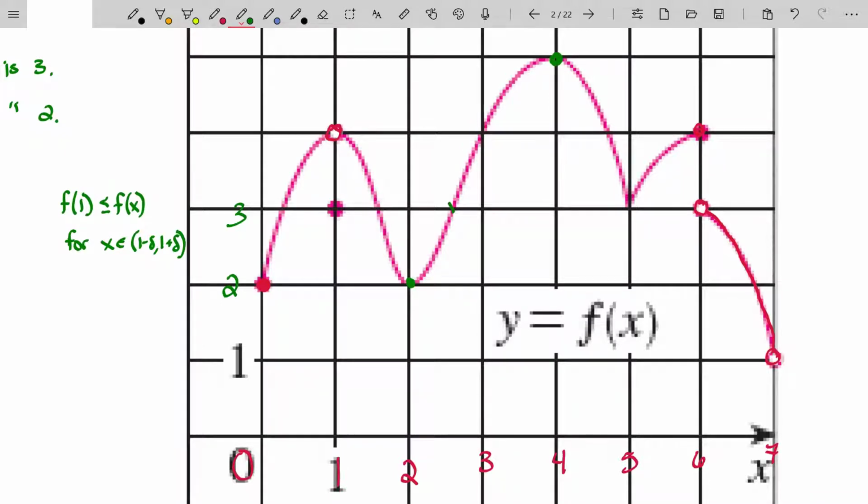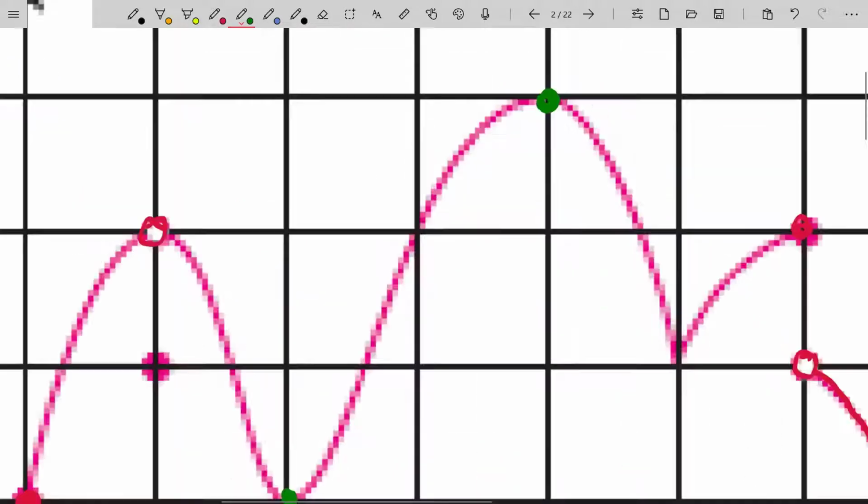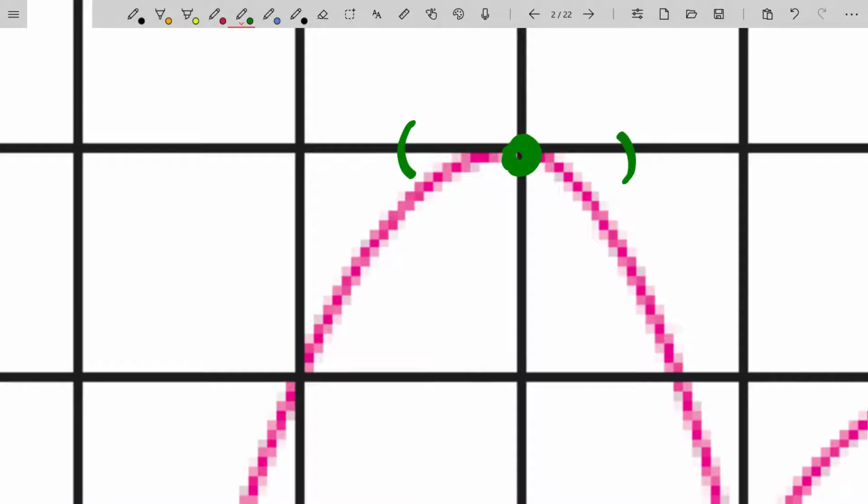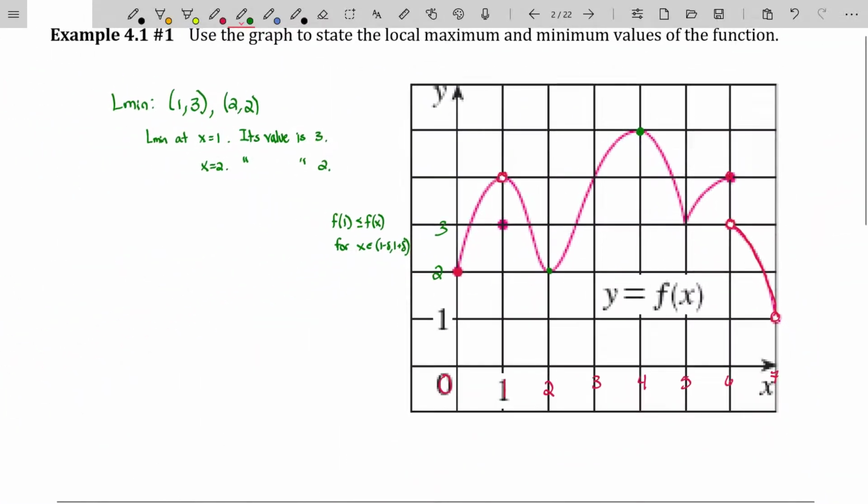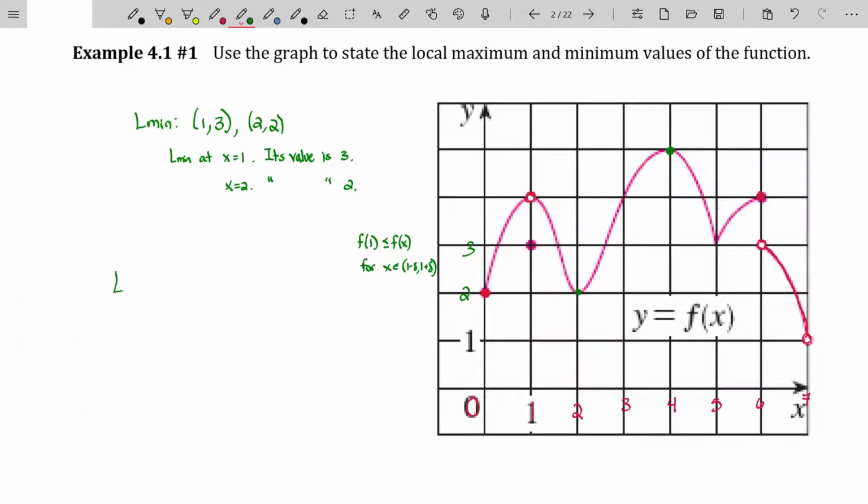Definitely have a local maximum. If you can imagine a little neighborhood of x values, even though that's not the x-axis, that y value is at or above all local y values. So that y value is a local maximum. So we have a local max at, what is that? x equals 4, y equals 5.